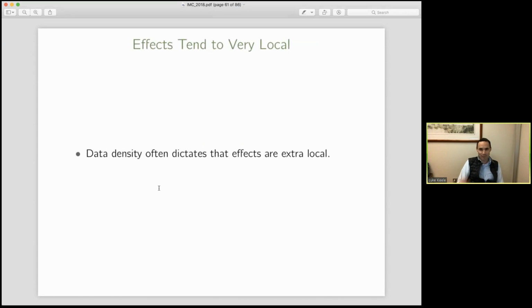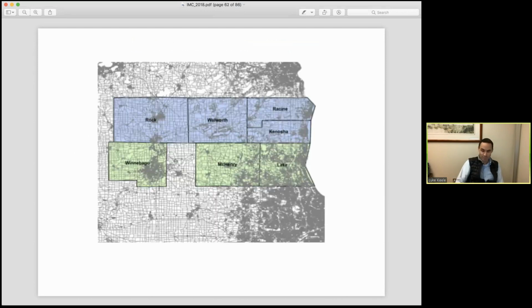The other thing is the effects are what we often call extra local. In an RD design, the effect is local, because it only really applies to the people who are just above and just below. You've got some window where people look similar, but it's clearly not the effect for everybody. And in that sense, this is not the effect of CHIP for Wisconsin versus Illinois.